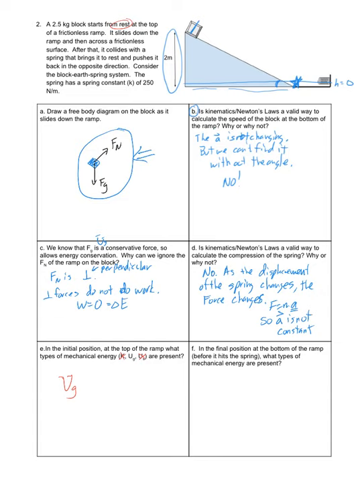Remember, the elastic potential comes when we compress or stretch the spring and the energy is kind of stored in there until it's able to go back to its initial position. And so in that case, there's no elastic potential either. The only thing we have is the kinetic energy because it's obviously moving when it gets to the bottom of the ramp. That's it. Let's move on to letter G.